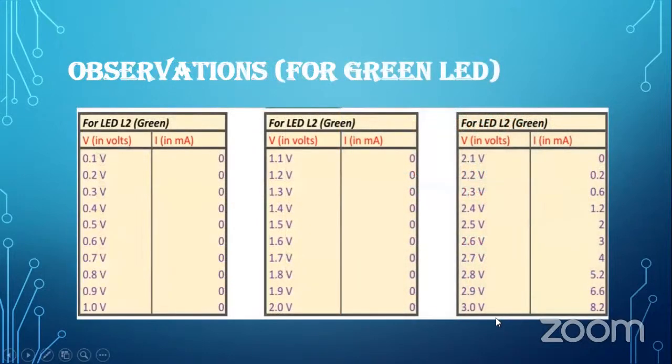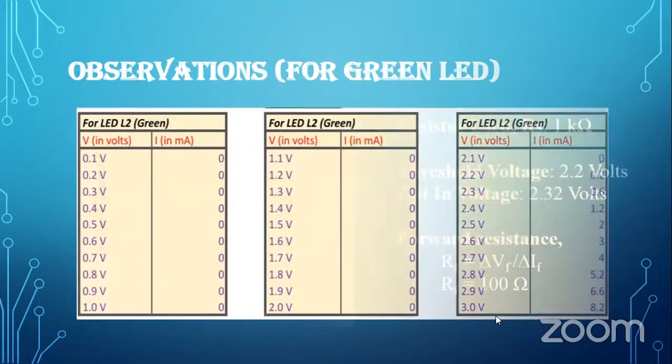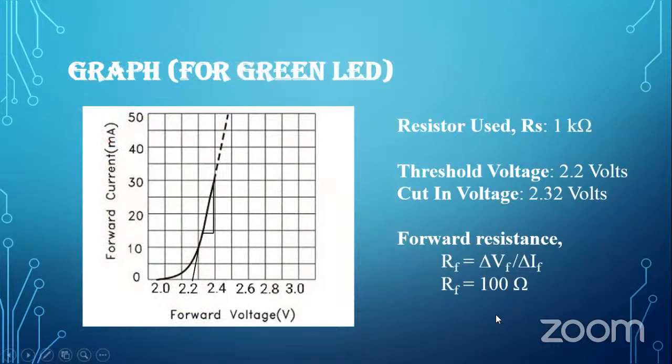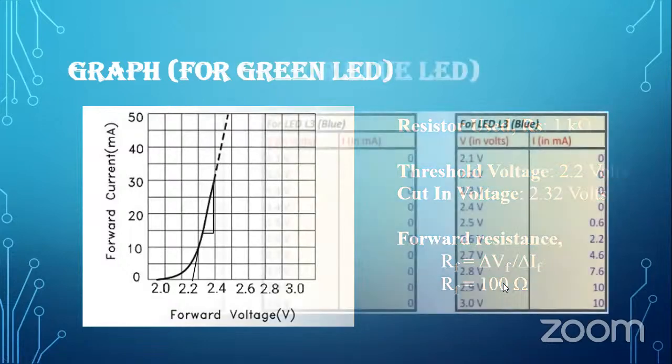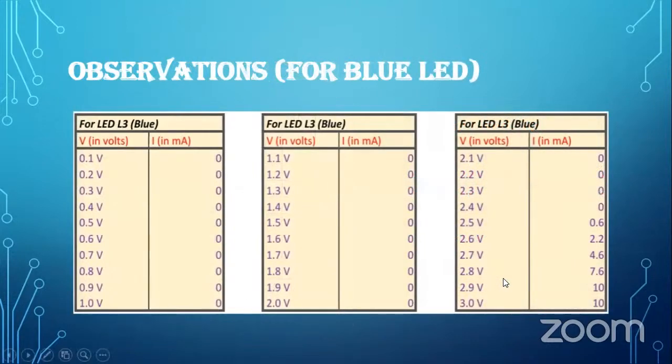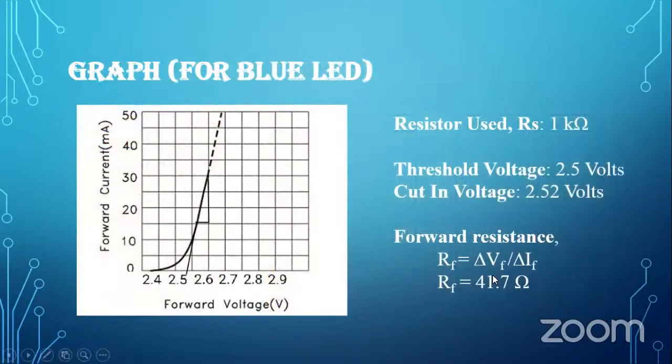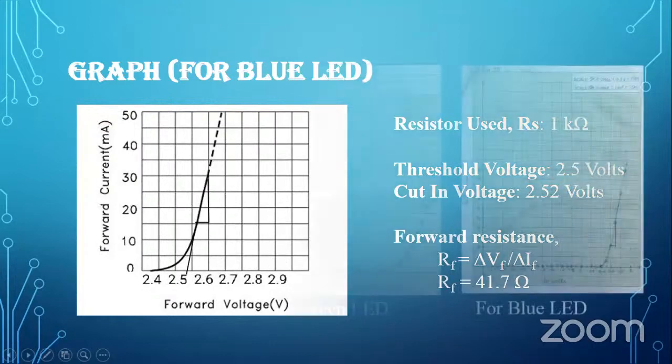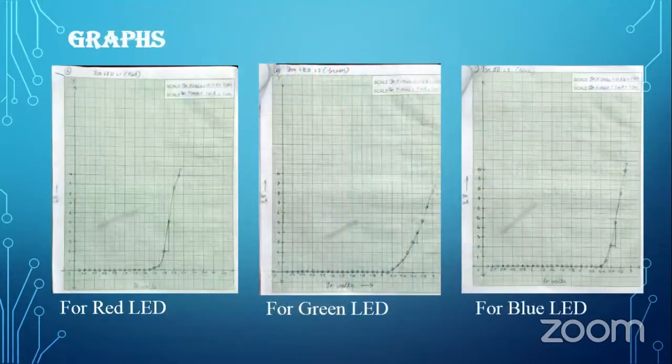These are the observations which we obtained for green LED. Upon plotting a graph for green LED, we get such type of curve, and these are the values which we obtained after calculation. Again, these are the observations which we obtained for blue LED. Upon plotting the graph for blue LED, we get such type of curve. These are some graphs which are plotted while performing this experiment.